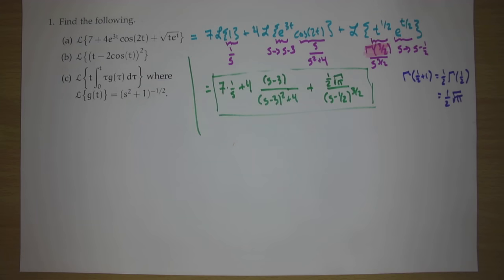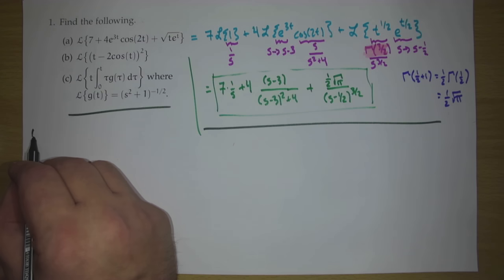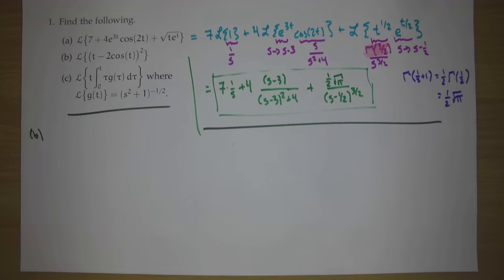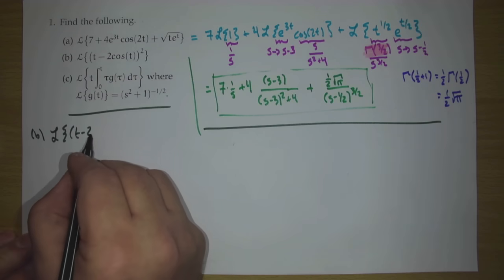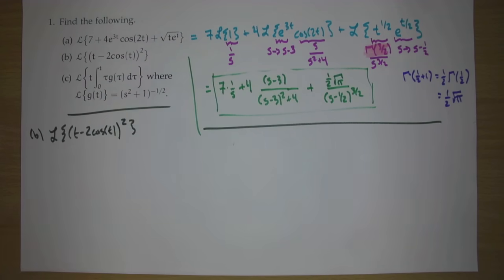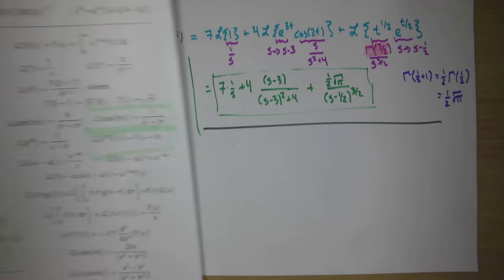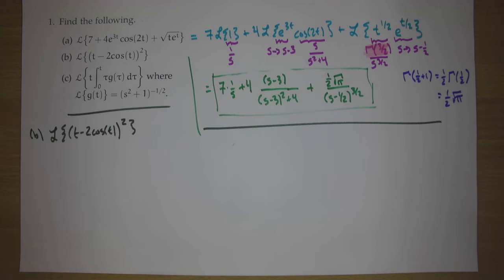All right, let's go straight on and start part B. Okay, so here we are, part B, and we're finding the Laplace of t minus 2 cosine t, squared. Well, is there a rule on our table for when we square a function? No. So what do we do? Well, we do algebra, right?